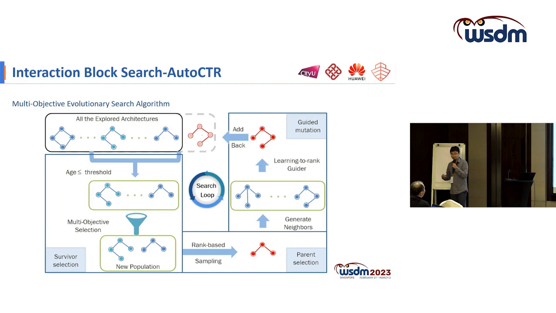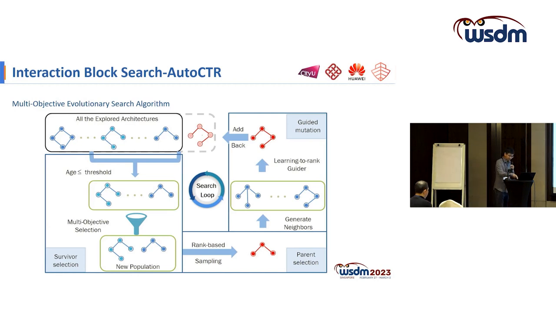And how do we decide the final candidate? The naive approach is we directly test their performance, right? But this may not be very efficient. So in this work, they train a guider to predict their performance. And this guider is trained based on the observed architectures and their corresponding accuracy.